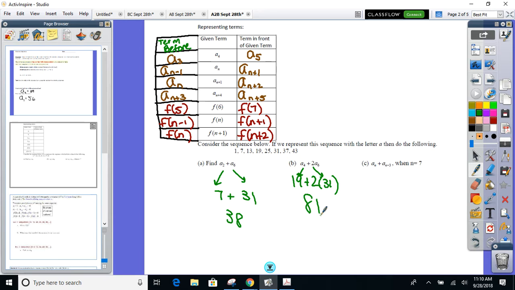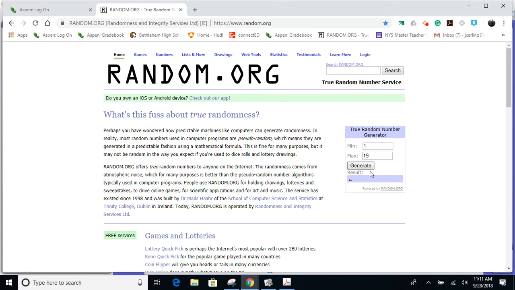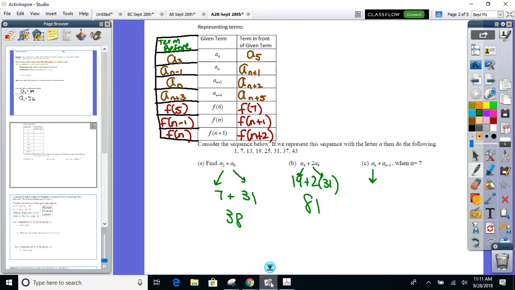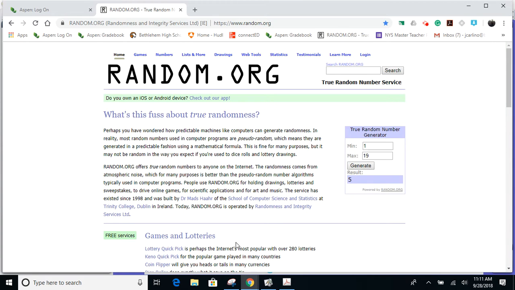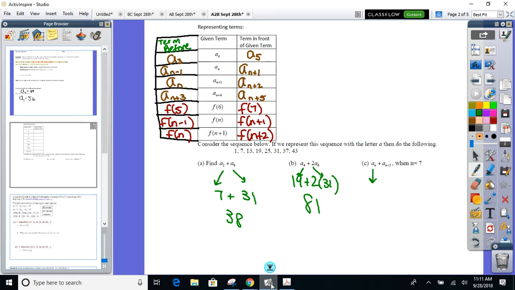Okay, what about a sub n plus a sub n minus 3 when n equals 7 now? What do you want to plug in for a sub n if n equals 7? What's a7 represent? That's the 7th term, right? So if you count over the 7th term, 37. Everyone all right why I'm putting 37 in? That's the 7th term when I plugged in 7. Plus, now do the 7 minus 3 term.